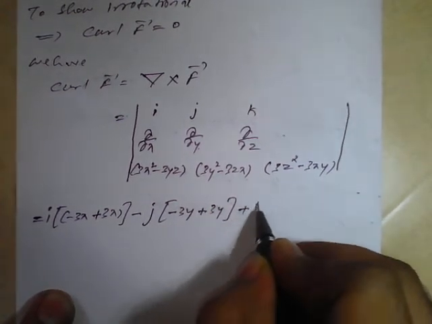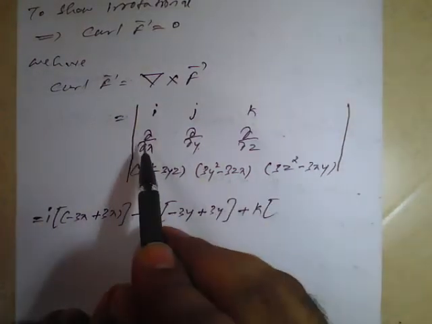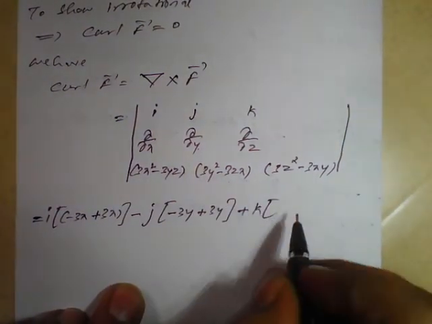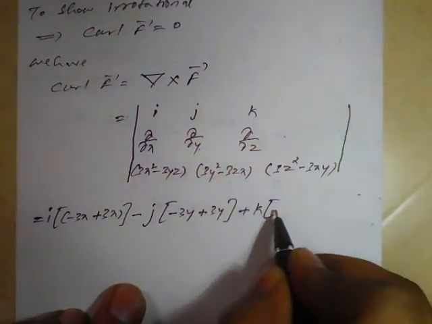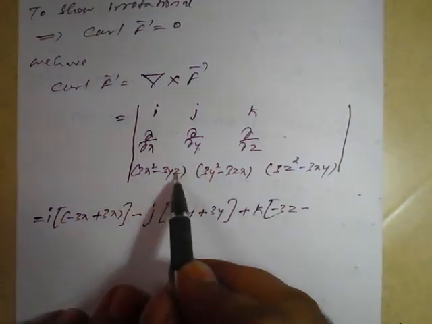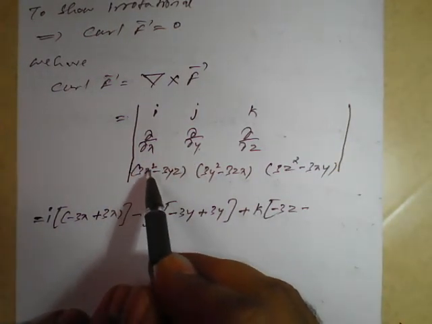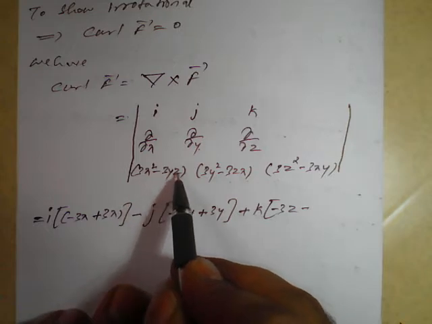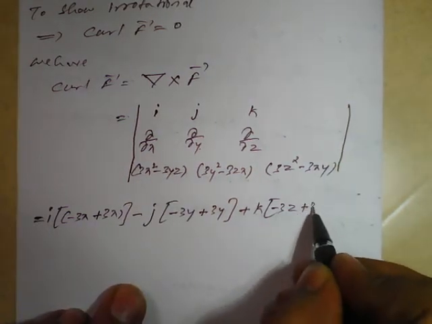Similarly, with k: dou by dou x of the middle term, that is 0 minus 3z, minus 3z. Then minus dou by dou y of the first bracket: 3x square is 0, minus 3yz is nothing but plus 3z.